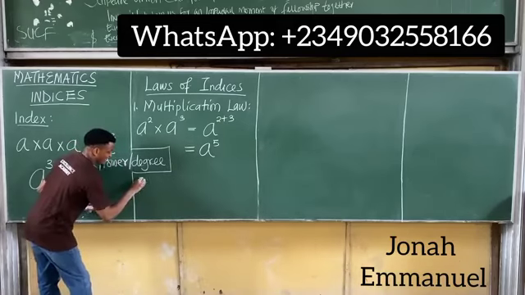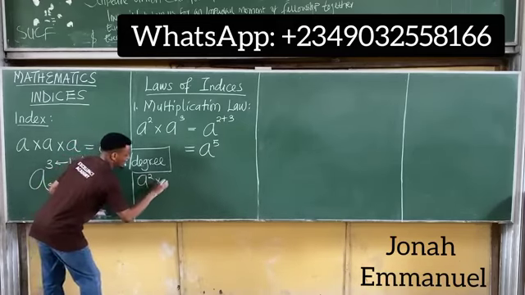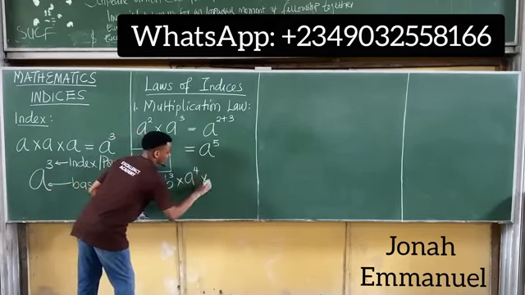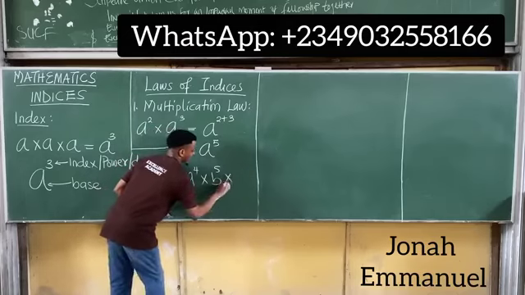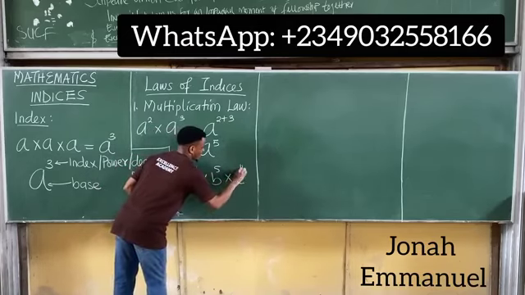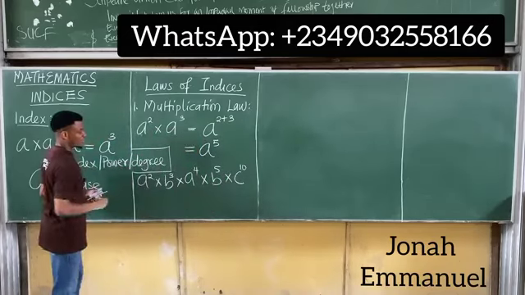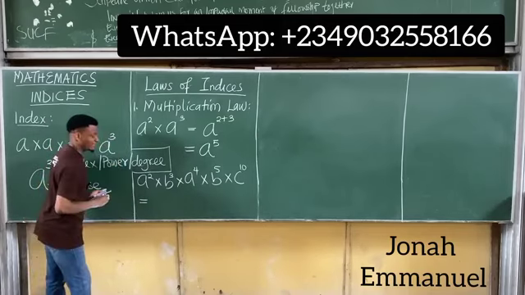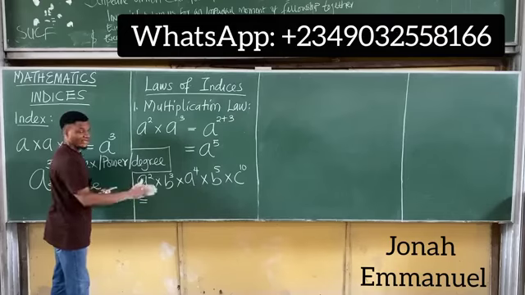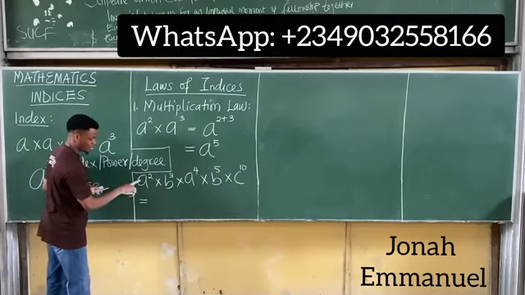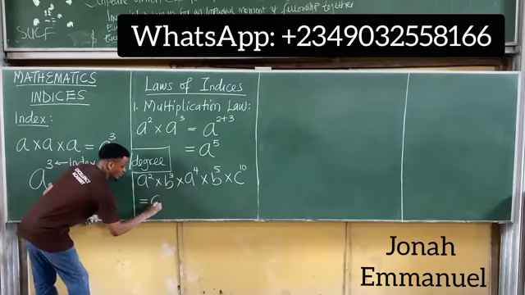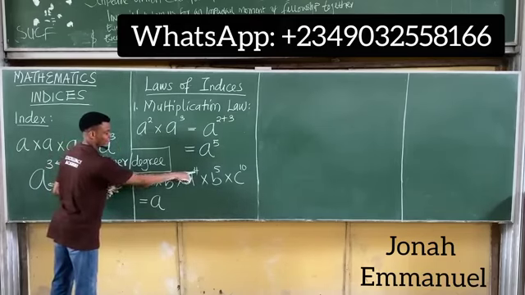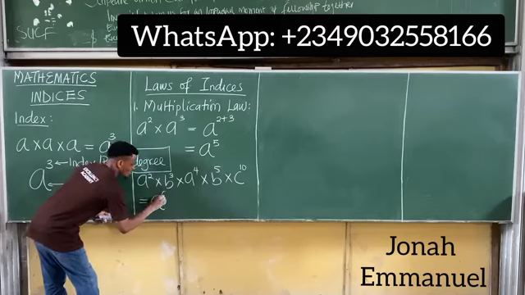Let's take one more example. Let's say I have A to the power 2 times B to the power 3 times A to the power 4 times B to the power 5 times C to the power 10. Let's do this using the multiplication law. Let me get the final answer. For A, I'm seeing A twice, so we sum the powers. The power here is 2, here is 4. 2 plus 4 gives you 6.